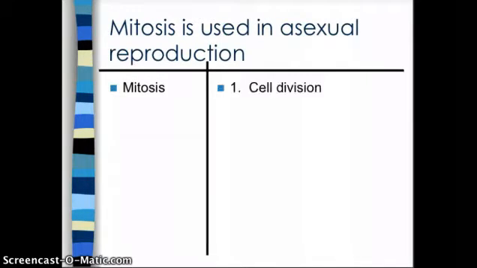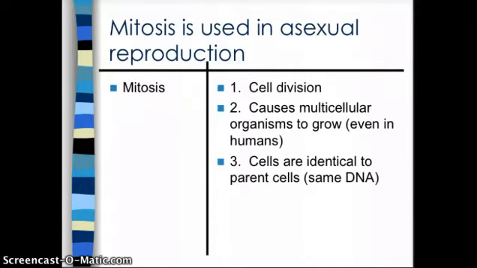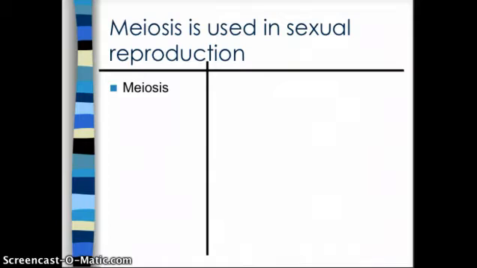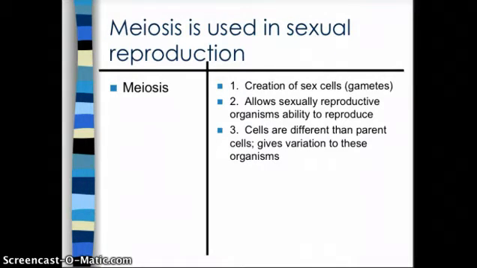Mitosis involves cell division, causes multicellular organisms to grow, even in humans. Cells are identical to parent cells, so it's the same DNA. So when you're growing, your cells are dividing and replicating, so it's the same DNA as you grow. Whereas meiosis is the creation of sex cells or gametes. This allows sexually reproductive organisms the ability to reproduce. Cells are different than the parent cells, giving variation to these organisms.